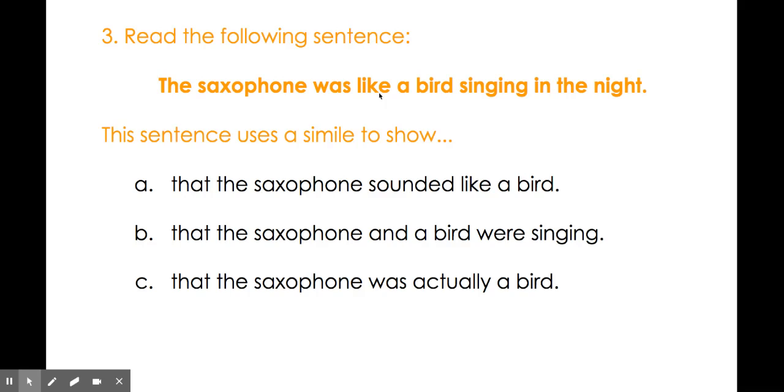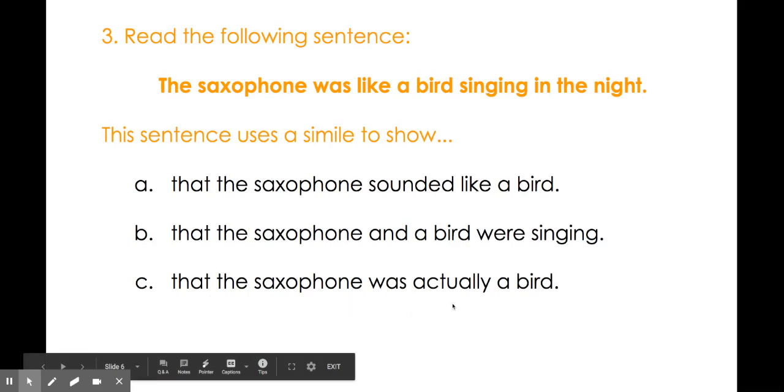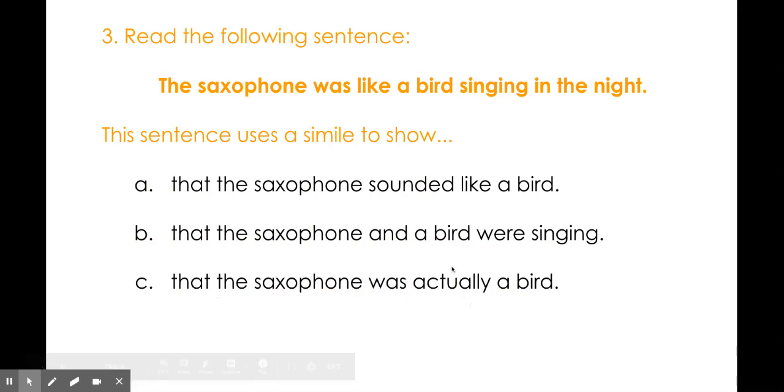Okay, let's see what the sentence is using the simile to show. A, that the saxophone sounded like a bird. B, that the saxophone and a bird were singing. Or C, that the saxophone was actually a bird. Well, I know that's not true. And since I'm comparing the saxophone to a bird and the bird is singing, that means the saxophone sounds like a bird singing. So the answer is A.